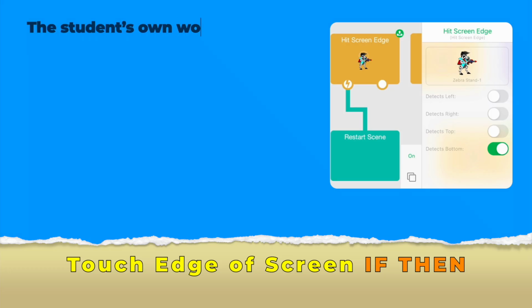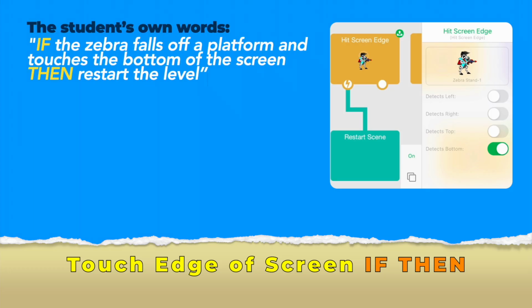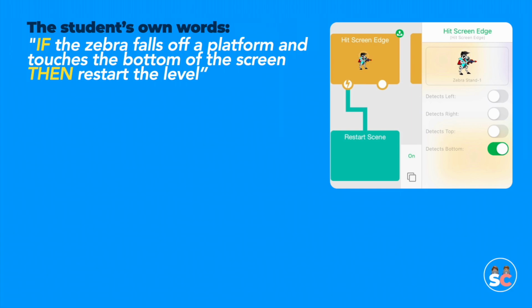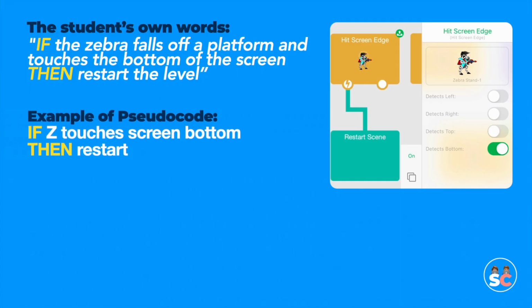Here's a very simple objective that I had in my game that I just showed you, African Space Animals. And I wrote it out first. And this could be the students writing this out. If the zebra falls off the platform and touches the bottom of the screen, then we need to restart the level. Here's pseudocode for that. If Z touches screen bottom, then restart.